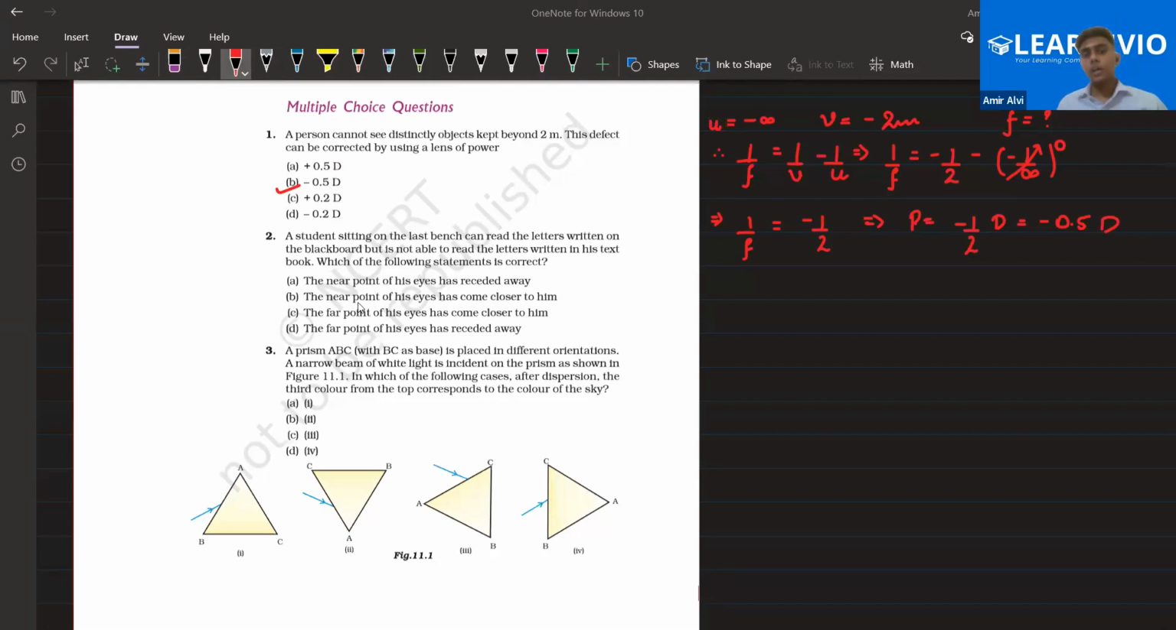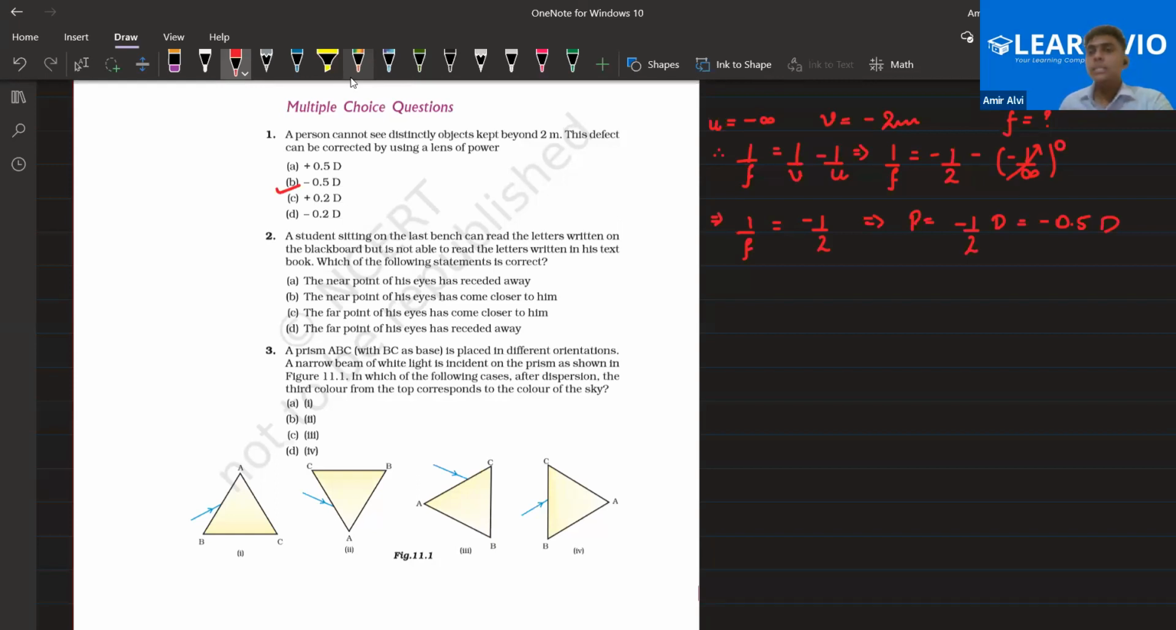Next is a student sitting on the last bench who can read the letters written on the blackboard, but is not able to read the letters written in his textbook. Which of the following statements is correct? First of all, let's identify which type of defect this is. As you know, if a person is able to see the distant object but cannot see the nearby object, that is hypermetropia.